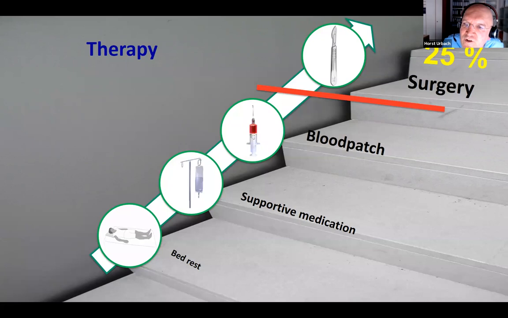Normally, if it would not clot, we could give as much as we want because it exits the epidural space at the C1, C2 level at the latest again. That is a false localizing sign.